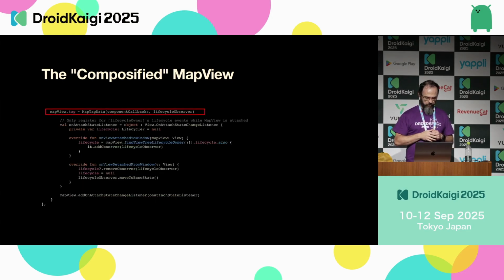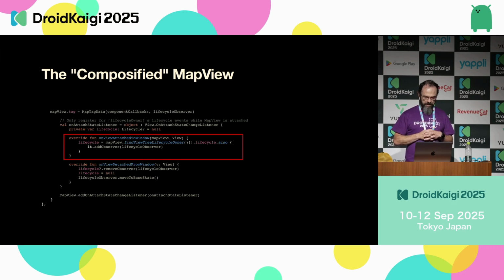Now, more on the factory method. This line from here is going to create a MapTagData for the MapView to identify it univocally. This is something that we can do to provide an identity to our map.